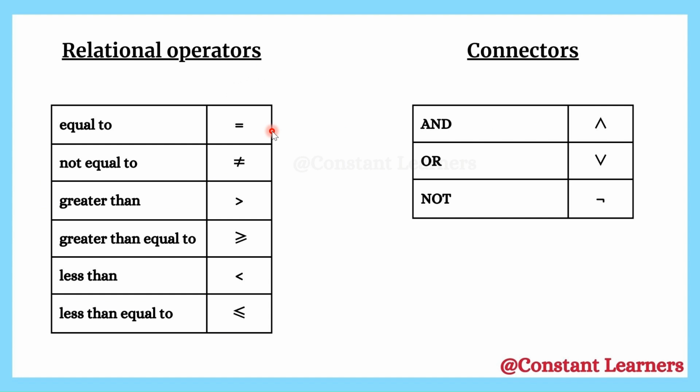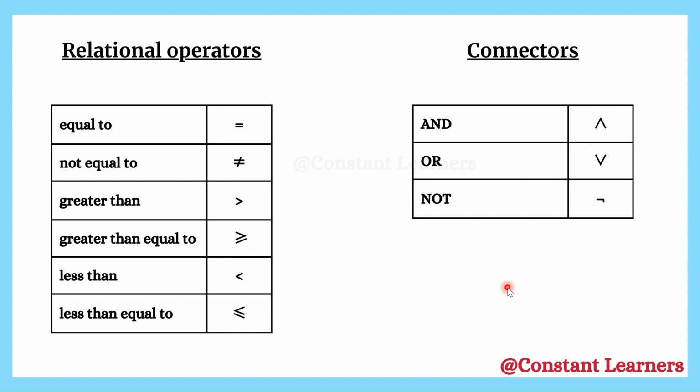First is equal to, that we've already seen. Then we can also have not equal to. That means, select all the students where marks is not equal to 0. So that will be another relational operator that can be allowed. Then greater than, marks greater than 50, marks greater than or equal to 75, marks less than 40, marks less than or equal to 40. All of these operators can be used in the select operation.